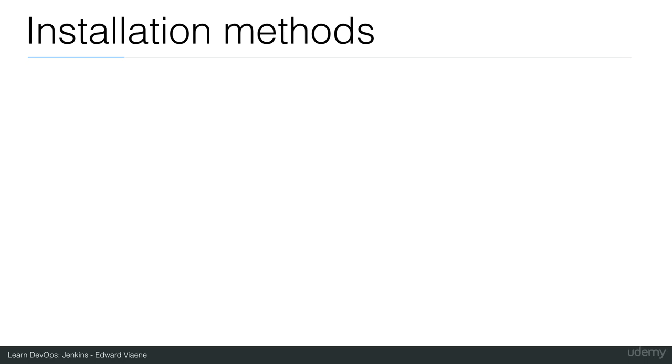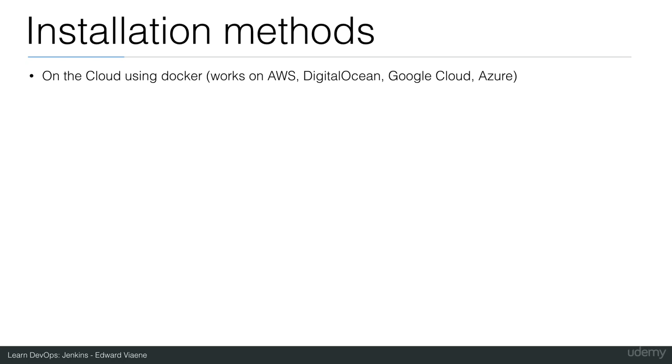Let me go over the different installation methods. What I think is the easiest one is installing Jenkins on the cloud using Docker. That works for AWS, DigitalOcean, Google Cloud, and Azure. It basically works on any cloud provider that can give you a virtual machine. This method I will show you in a demo.